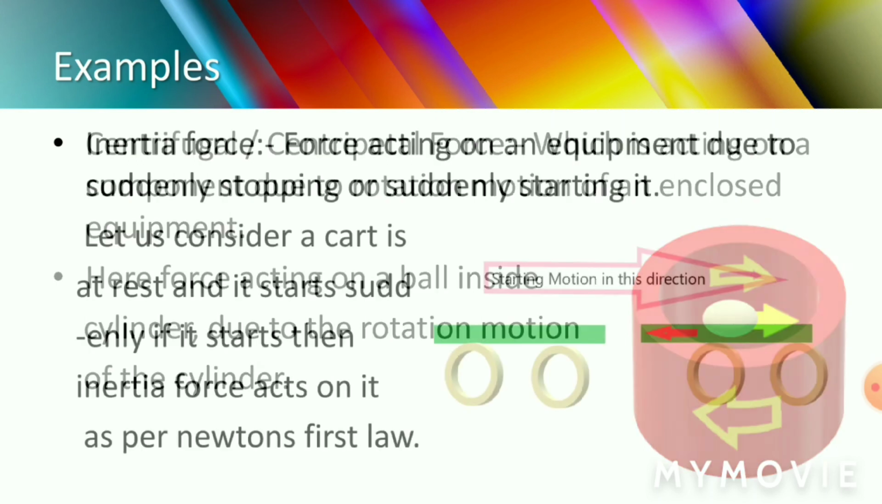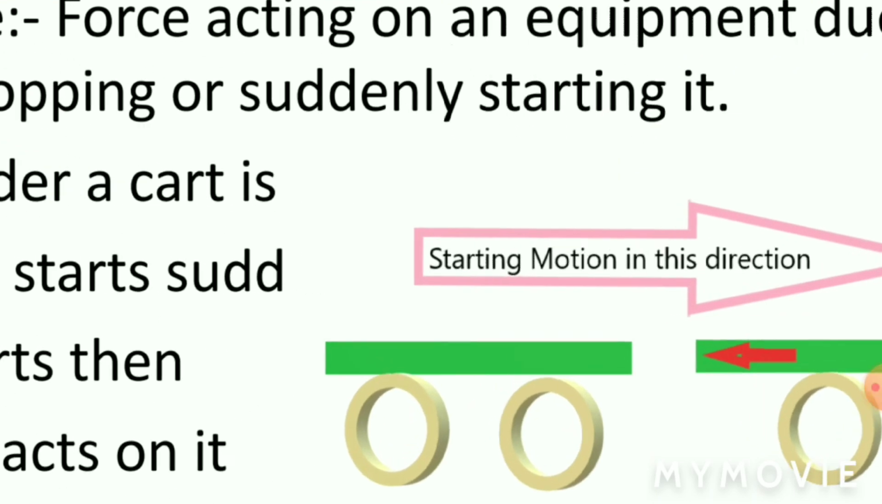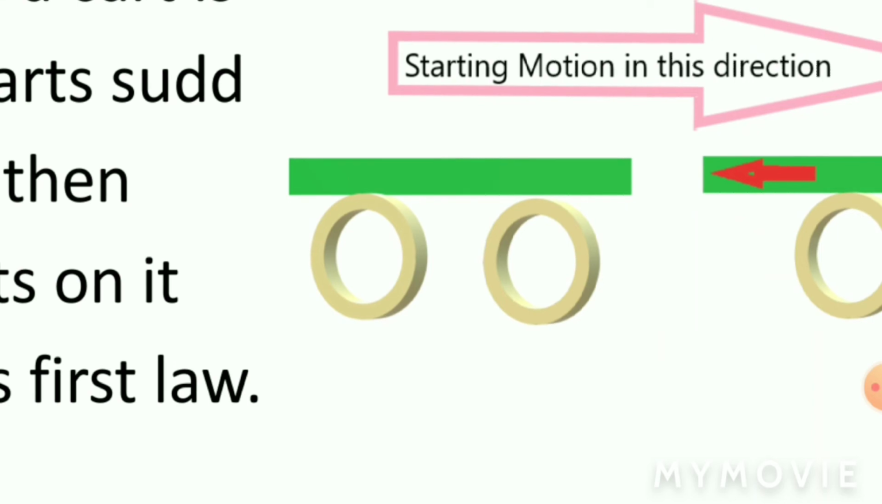Inertia forces. Forces act on equipment due to suddenly stopping or suddenly starting it. From Newton's first law of motion, if any body is at rest, it tries to continue at rest, or if any body is in motion, it tries to continue in motion, unless an external force acts on it. For example, here you can see a cart. Initially, it is at rest.